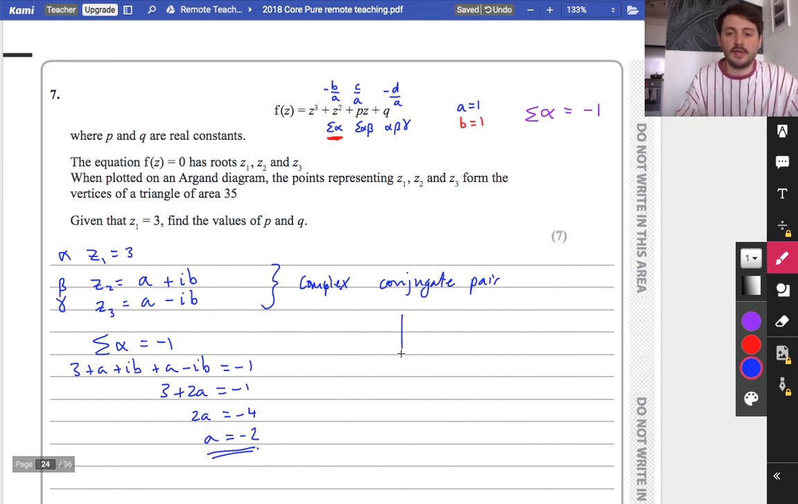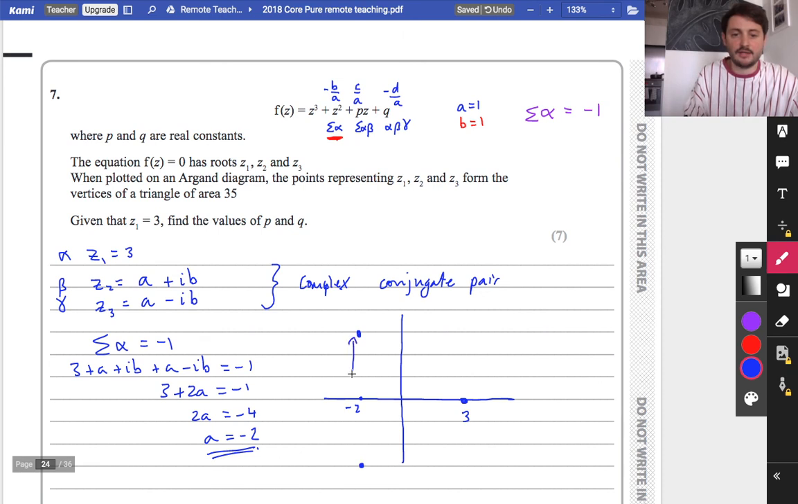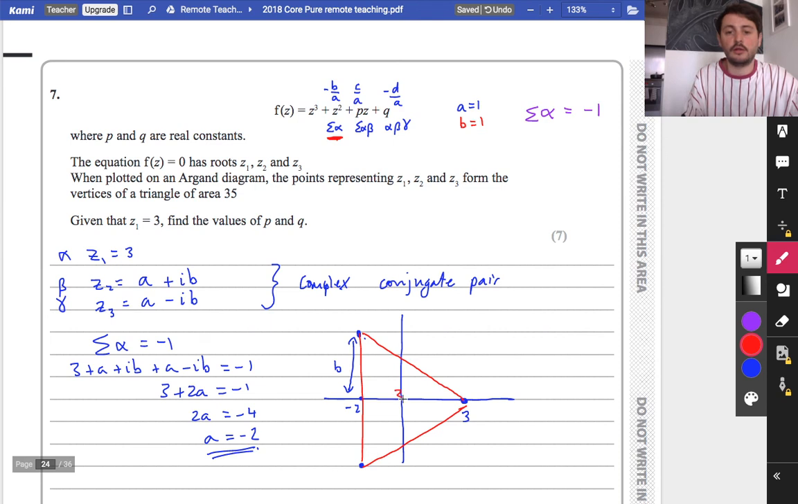We can actually do a bit of a sketch to see how this might help us. Okay, so one of them is at the point 3. The other ones are at minus 2 plus something and minus the same amount of thing. That distance coming up there is b, and the same distance down here. So we've got a triangle, right? Now if I draw on this triangle and we want to find the area of this triangle, well, we don't want to find the area. We know that the area of this triangle is 35.